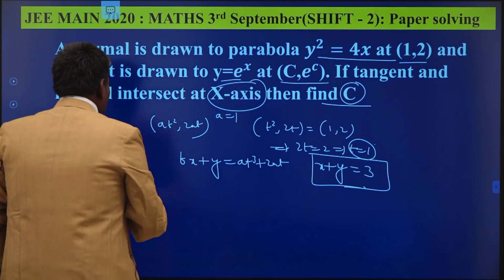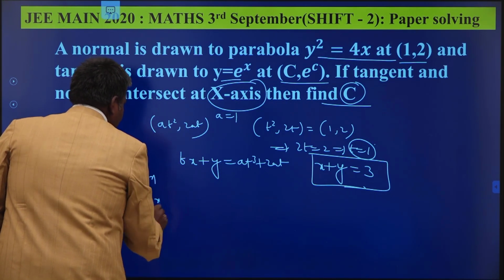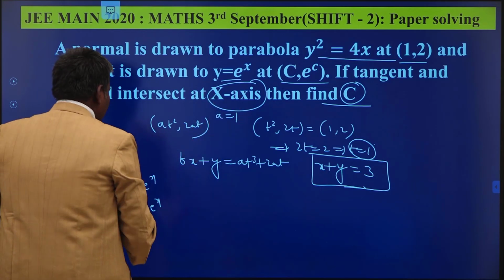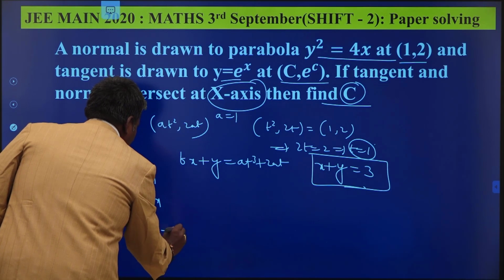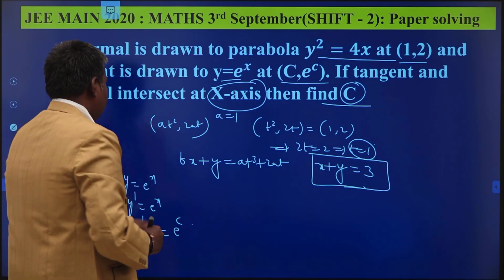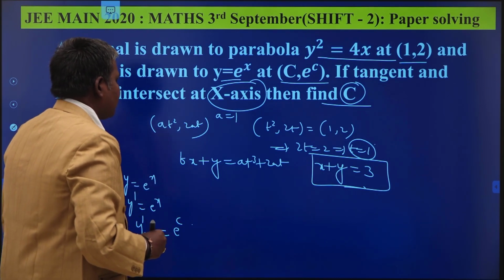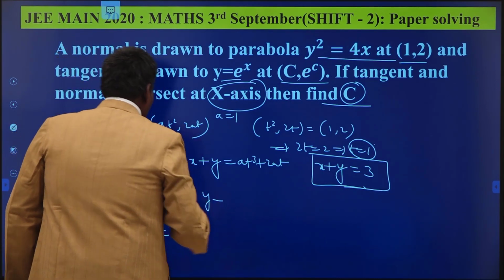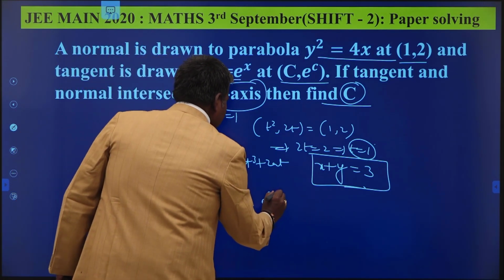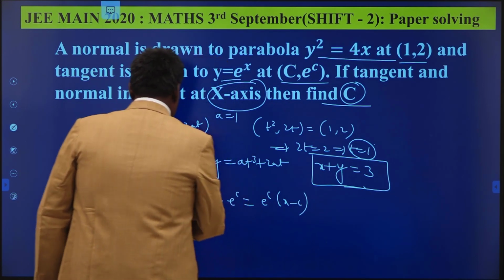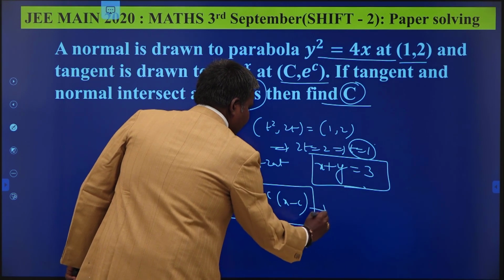Again consider y is equal to e power x. What is its derivative? y dash is e power x itself. So y dash at (c, e power c) is nothing but e power c. This is the slope. Once you know the slope and point, you can write the equation of tangent. y minus y1, that is y minus e power c, is equal to e power c times (x minus c). The point is (c, e power c). This is the tangent equation, my dear students.